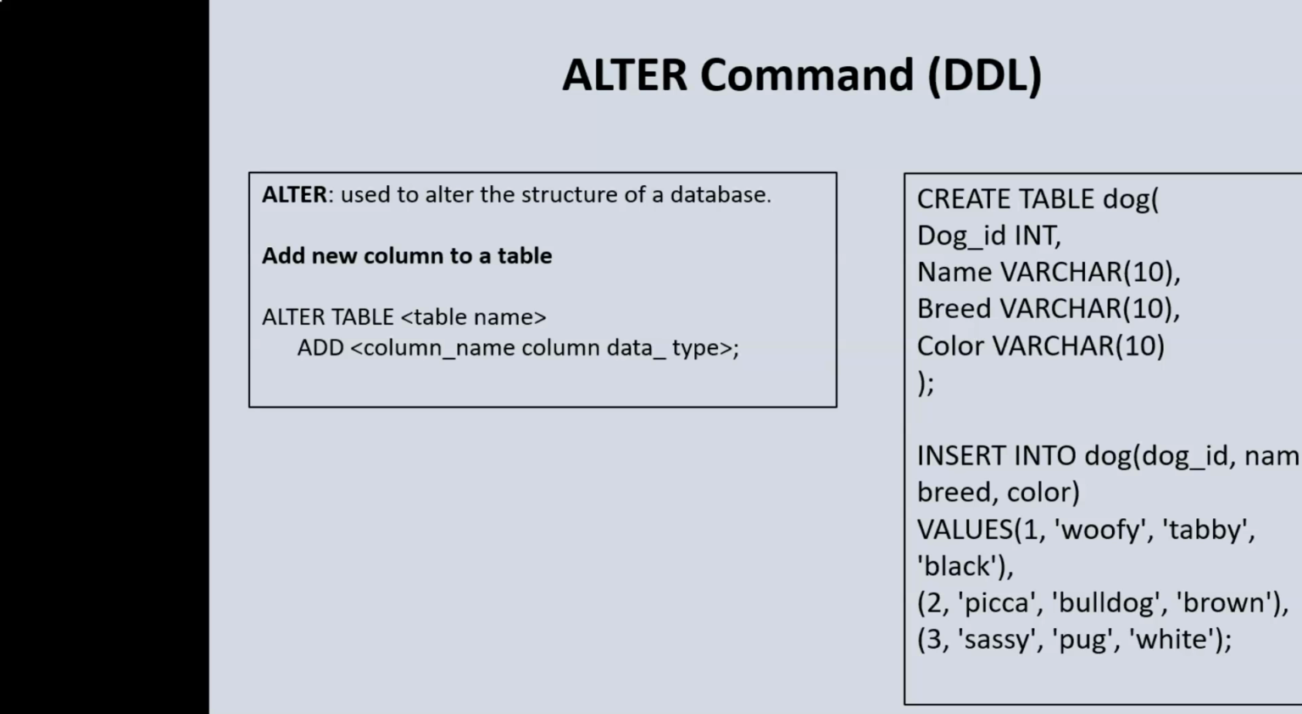So we say add, and what's the name of the column we would like to add? That will be the age. And what's the data type of the new column that we're adding onto the table? And then once we do that, we end with a semicolon.